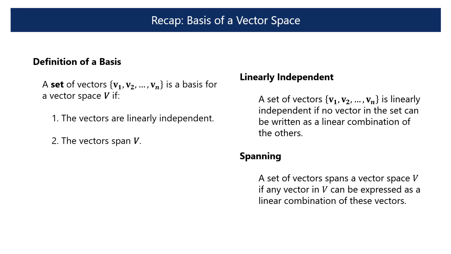Next, we will discuss orthogonal basis, but before diving into the concept, let's recap the concept of basis. A basis of a vector space V is a set of vectors in V that is both linearly independent and spans the entire space V. A set of vectors is linearly independent if no vector in the set can be written as a linear combination of the others. A set of vectors spans a vector space V if any vector in V can be expressed as a linear combination of these vectors.